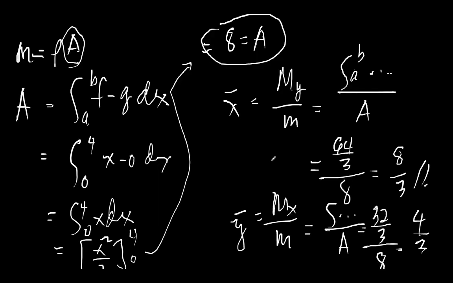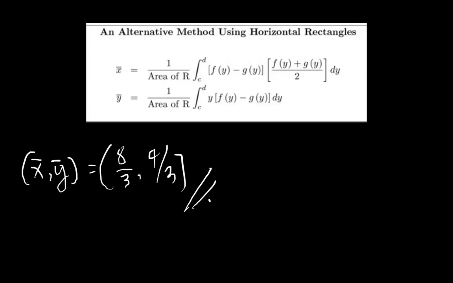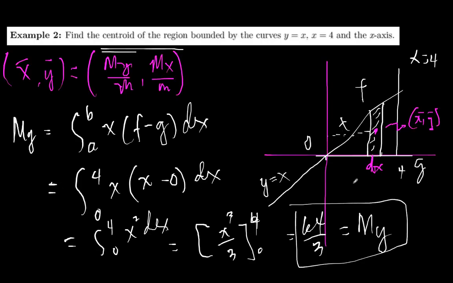Okay, so this is the center. Where can we find that here? This is equivalent to 2 and 1/3, and this one is 1 and 1/3. So this is 2, and this is 1. Here we go, somewhere here, right? Let's say this is 8 over 3 and 4 over 3. This is the center of mass of the lamina, or what we call the centroid.